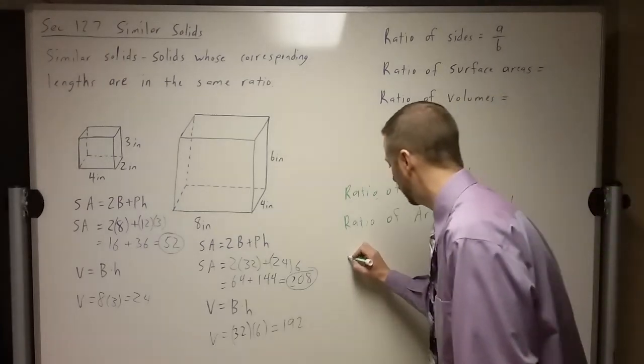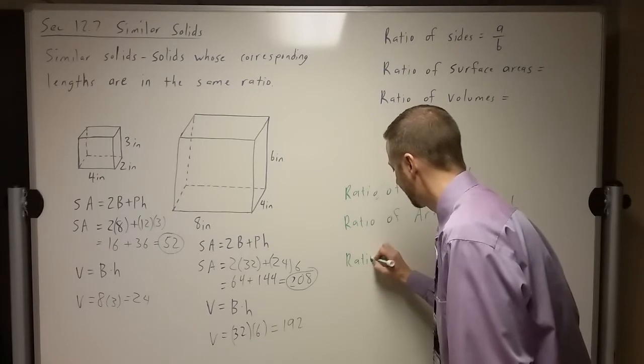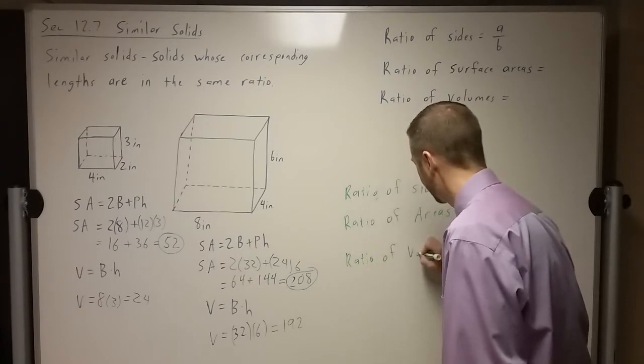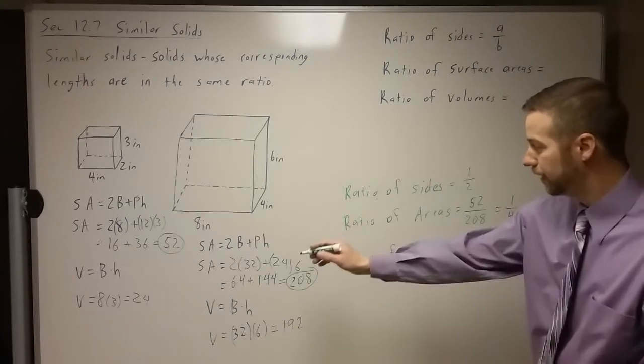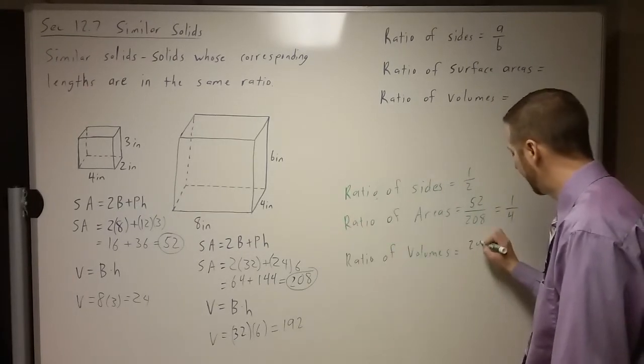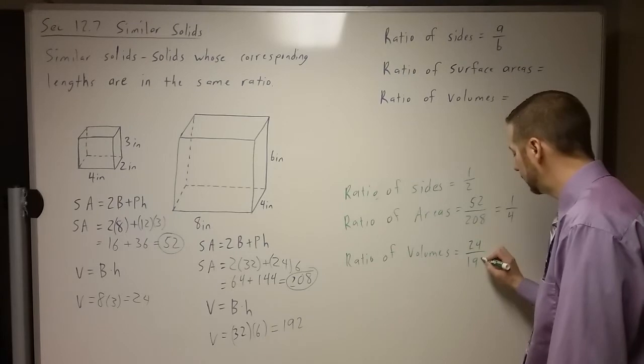All right, the ratio of volumes is, we got 24 for the small volume, we got 192 for the big volume.